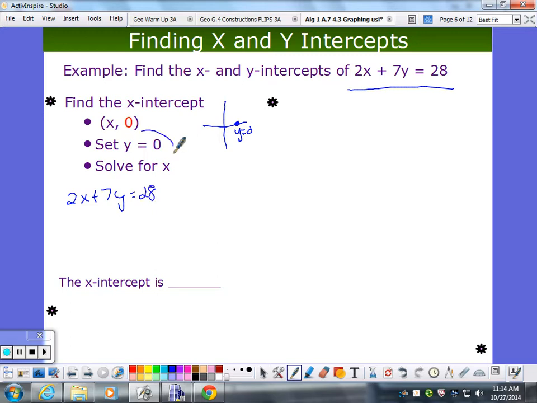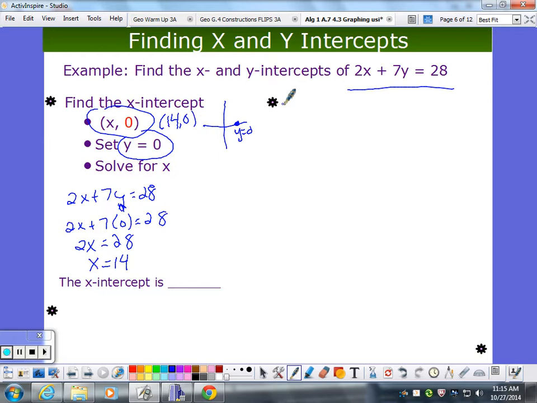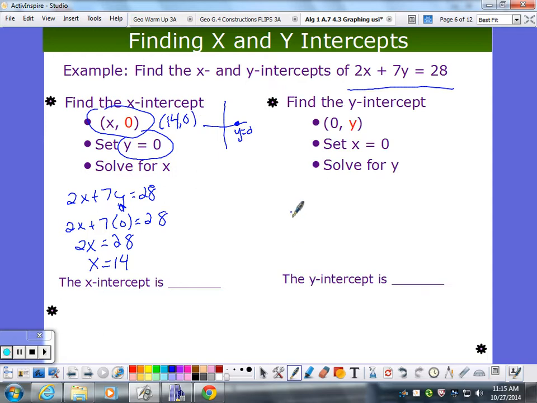So set y equal to 0 because I know half the coordinate already. Well, the y is 0. That's it. So 2x plus 7 times 0 equals 28. Well, what is 7 times 0? 0. So 2x equals 28. So what's x? 14. So what's my x-intercept? 14, 0.